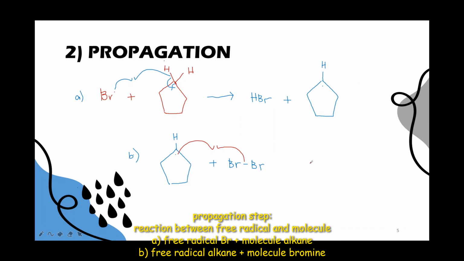So kita akan dapat cyclopentane. Hidrogen tu tetap ada. Sekarang carbon ni akan menghasilkan satu bond baru. Tadi ada satu elektron, dia combine dengan satu elektron daripada Br. So dapatlah single bond Br. So satu lagi elektron akan pergi kepada bromine atom. So kita akan dapat Br dot. So that's for the propagation step.